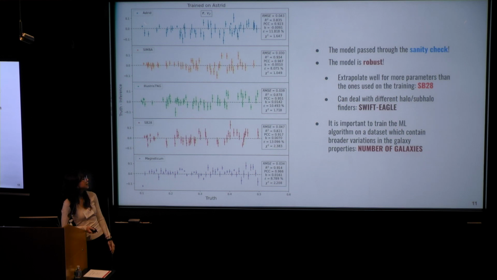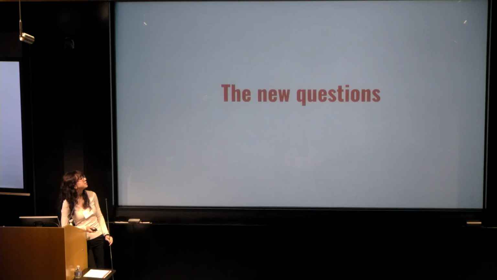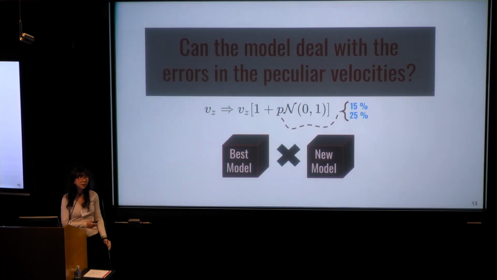Now, for the last months, we have been paying attention to new questions. The first question is, okay, it works. We only need galaxy positions and velocities, and we are working with peculiar velocities. But we know that in the real world, we have errors in the peculiar velocities. So is it possible that this model can take into account errors in the peculiar velocities?